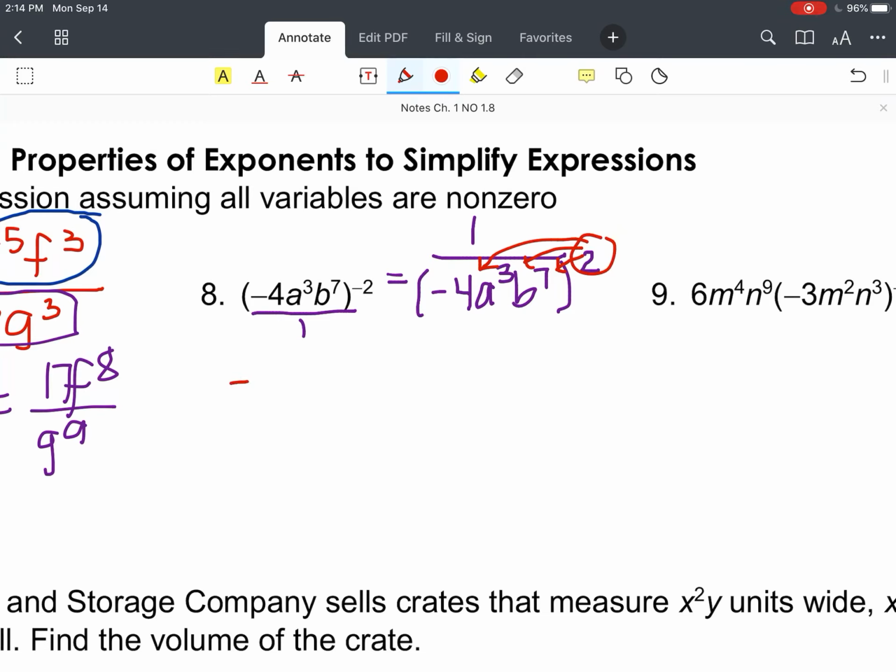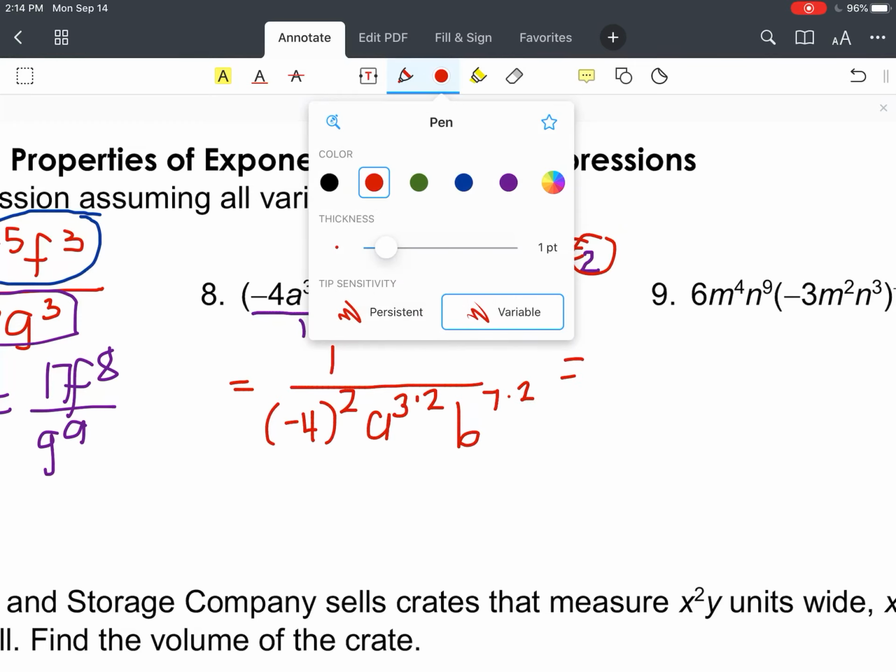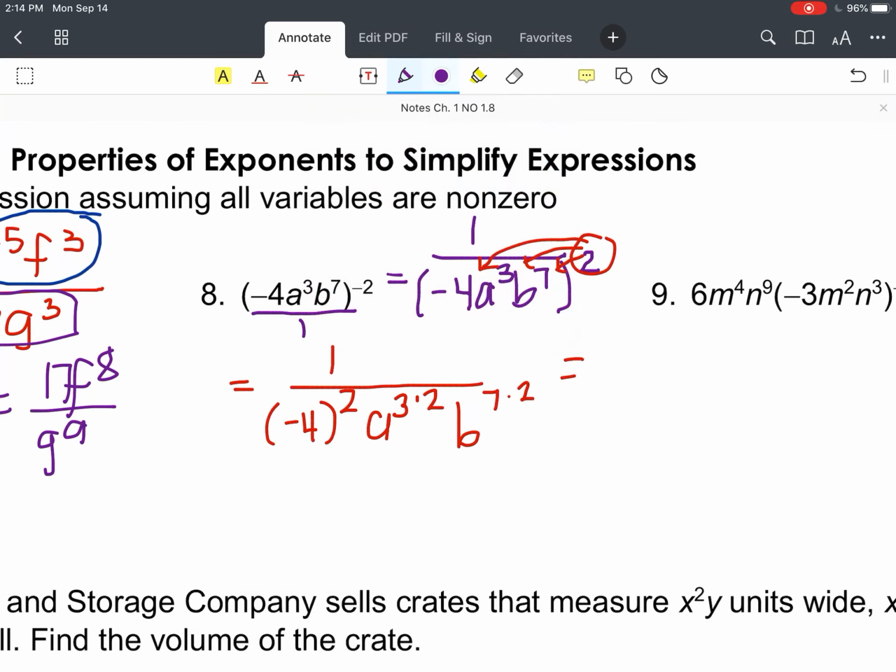So I'm going to get 1 over, again, negative 4. It is a negative 4, so you should keep that in parentheses. I'll talk about that in a second. To the second power. A to the 3, remember when you're raising a power to a power, you multiply. So it's going to be 3 times 2, and b to the 7 times 2. So that is going to finally simplify to, when I'm finished, 1 over.